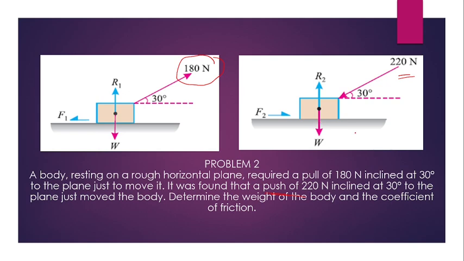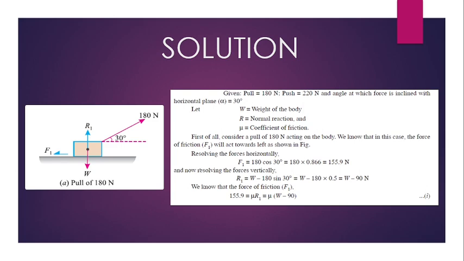And we have to find out the coefficient of friction mu. In both cases mu is constant, and in both cases the weight is also constant. The same body is acted on under two different conditions. We have to find the coefficient of friction between the contact surfaces. That is the question, and here is the solution.